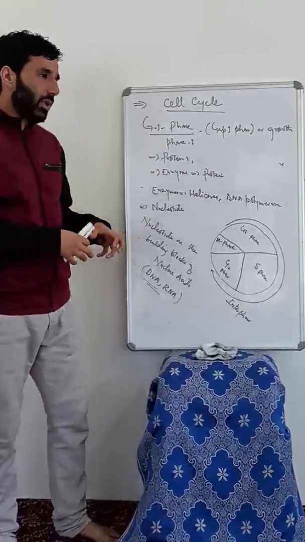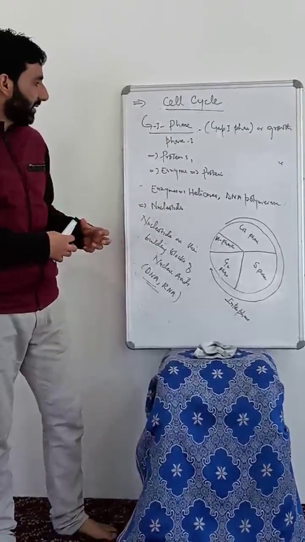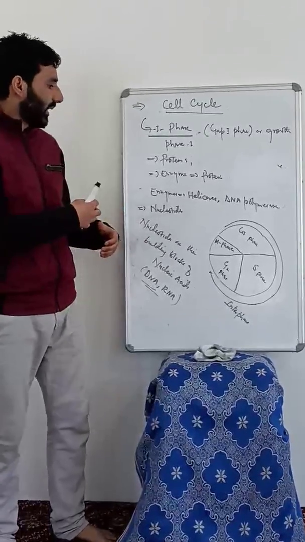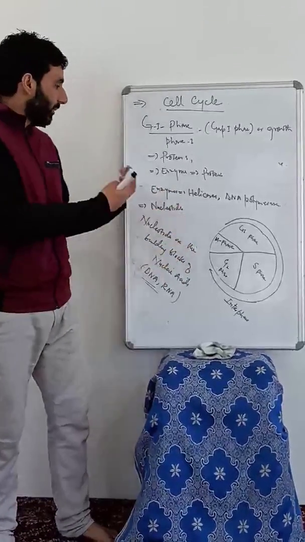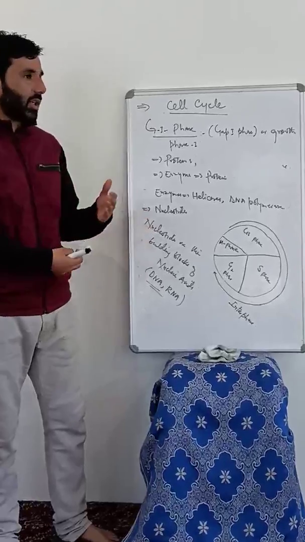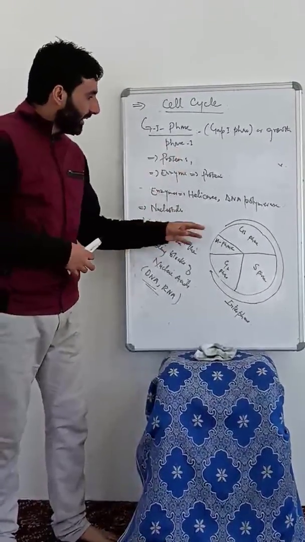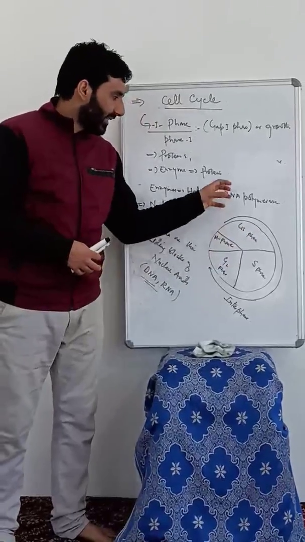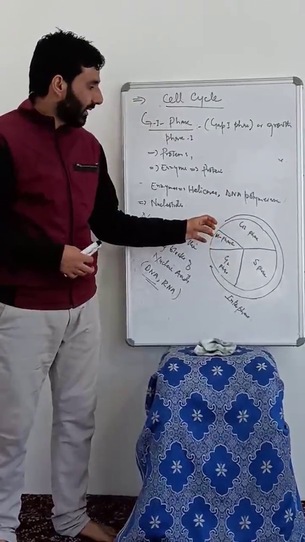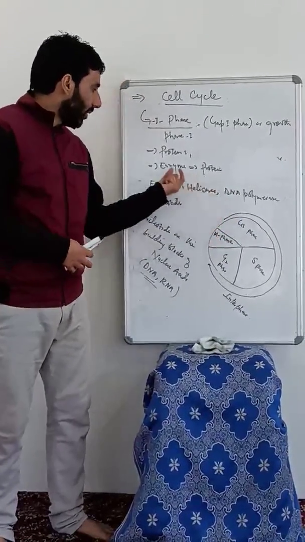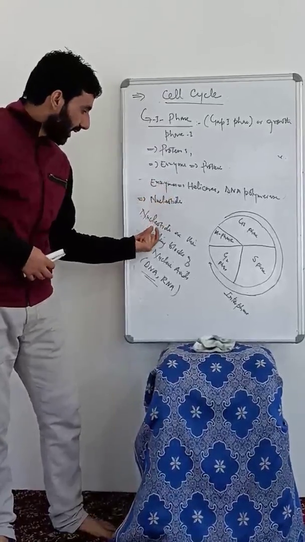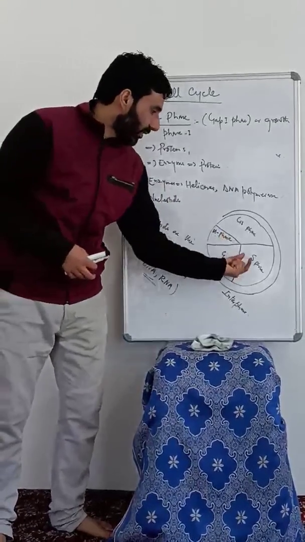So pooling of amino acids, pooling of nucleotides, and then, in the next step, forming the DNA, making of the enzymes, and duplication of the organelles take place in this G1 phase. It's accumulating the nutrition, and then making all these things available for the S phase to commence.